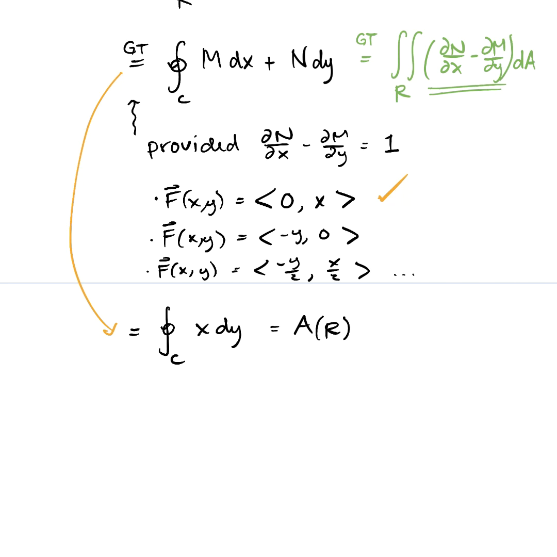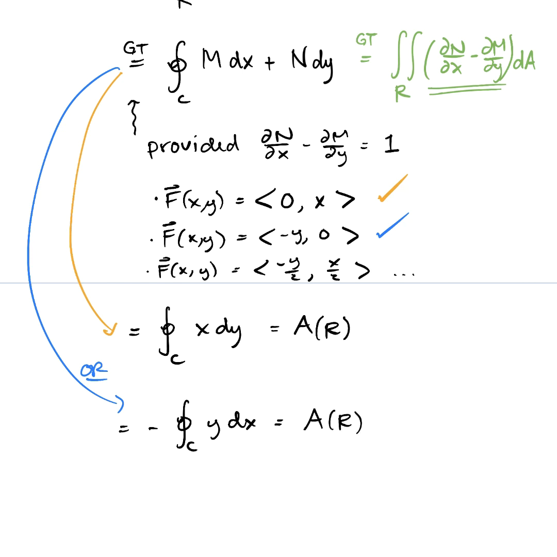Or say you had chosen this one. What if you went with that one instead? Well, what would that one be telling us? That one would be telling us that that line integral is the integral around C of negative y dx. So negative integral around C y dx. Maybe you prefer that one. That one also tells you the area of the enclosed region.